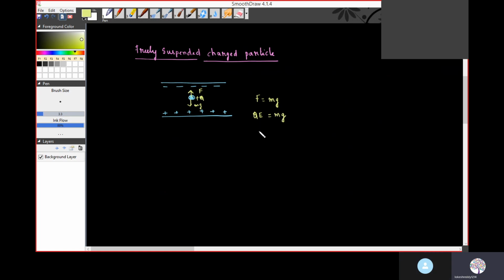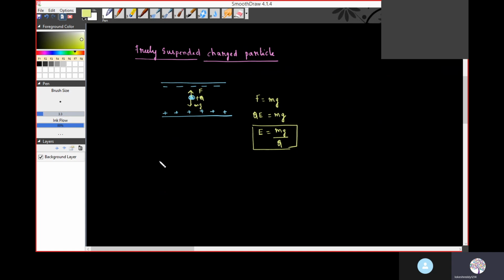So how much electric field has to be applied? E is equal to mg by q. That is the electric field value. Now if you want q, q is equal to mg by E. We can write that.